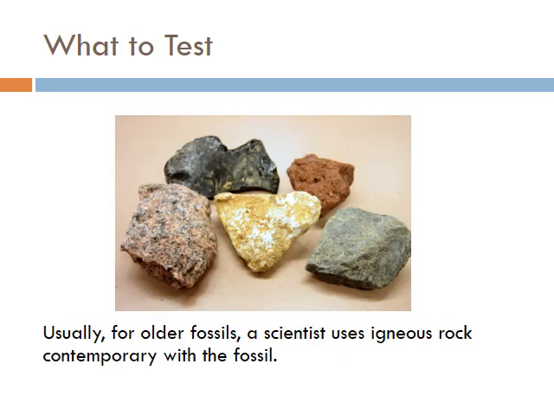When you're using radioactive isotope testing, especially for older fossils, what you want to do is find an igneous rock that's contemporary with the fossil. Look at the rock layer. Look at the sediment layer. Find an igneous rock in it. Igneous means it was made by a volcano.